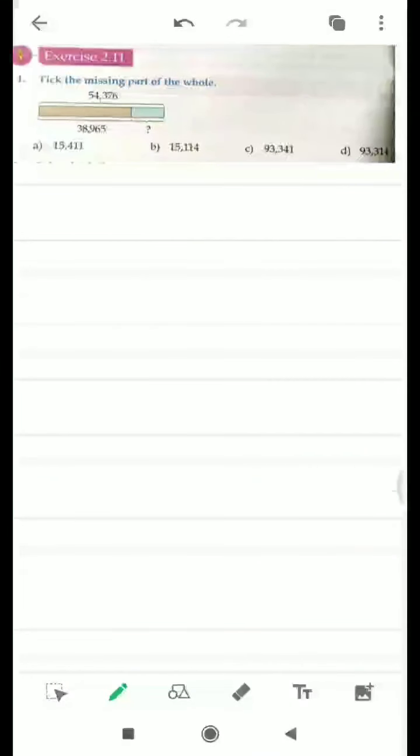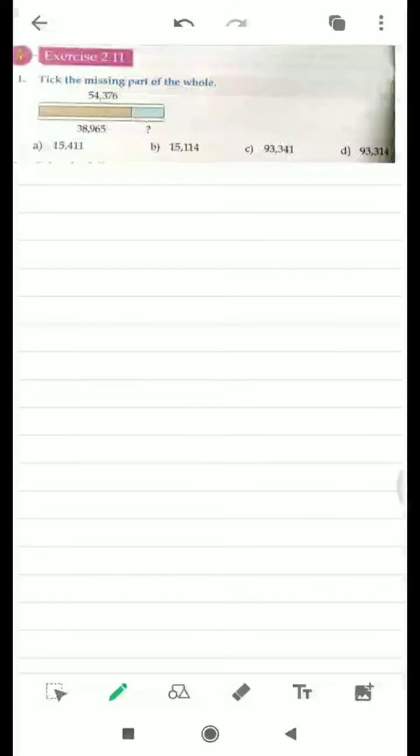Students, today we're going to start with exercise 2.11. But before I start this, I want to tell you something. Since we are doing the concept of subtraction, have you ever asked yourself why we use subtraction? Is this limited to doing these subtraction sums in a notebook and that's all? What's the use of it?